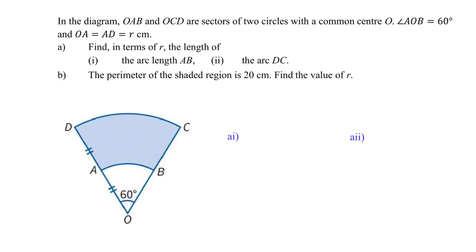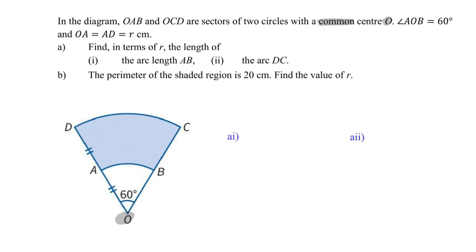Hello everyone, welcome to this video where we are given OAB and OCD are sectors of two circles with a common center O. That means they both have a 60 degrees angle here at the center. OA equals AD equals R. Okay, that is a very important piece of information.